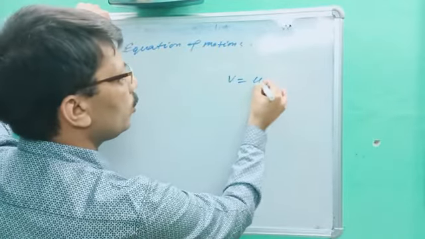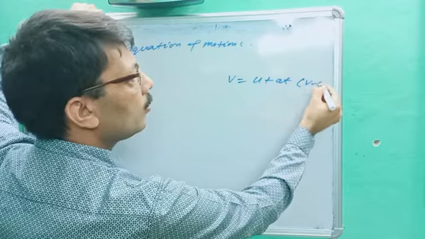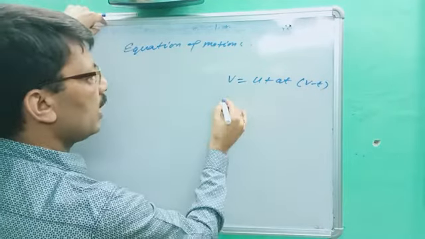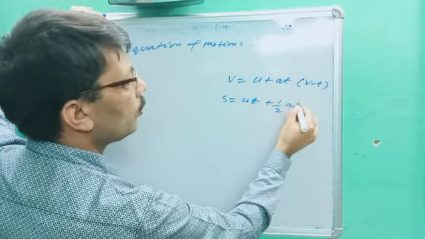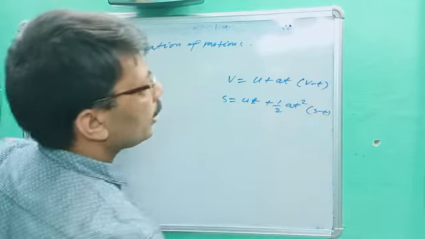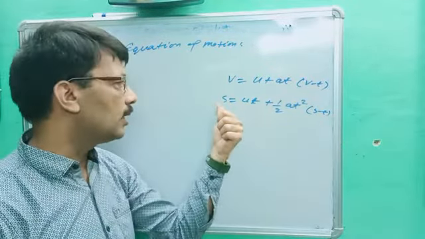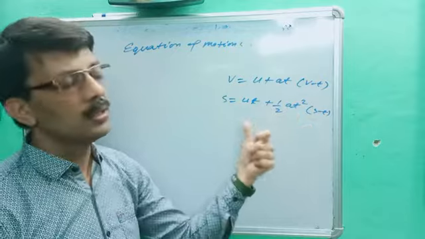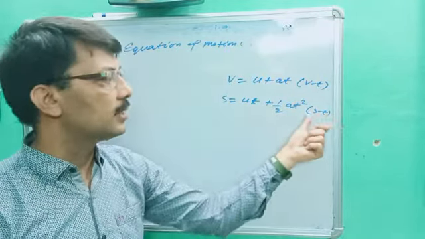V equal to U plus AT. This is the relation between V and T. Second, S equal to UT plus 1 upon 2 AT square. This is the relation between S and T. It could be asked as an S and T relation. Sometimes the question is given directly, sometimes in a hint it is asked for S and T, distance and time.